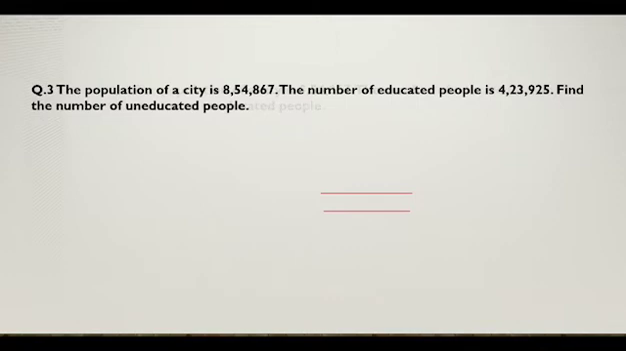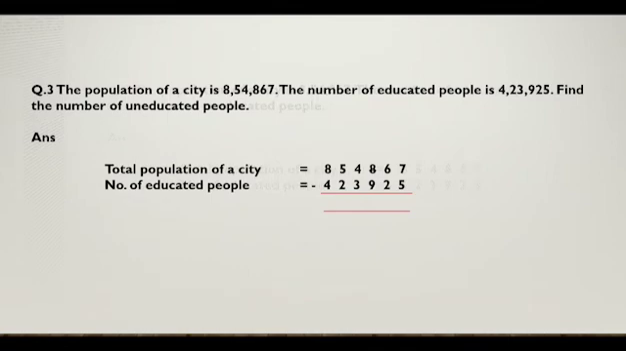Here, no such words are given which can suggest whether the sum is of addition or subtraction. So, we will try to understand the sentence. Here, the total population of a city is given and the number of educated people is given. We have to find the number of uneducated people. How will we find it? We will subtract the number of educated people from the total population. So let's start solving the sum.